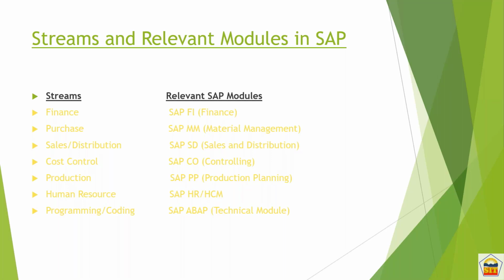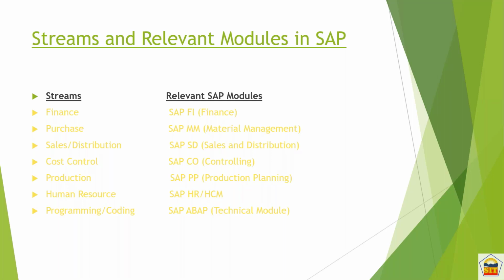Here I have mentioned some of the functional areas: finance as a functional area, purchase, sales and distribution, cost control, production, and human resources. In any company, you can see these functional areas; these are the departments you can see in any company. For each of the functional areas, SAP has given us a module. For example, for finance, we have the module called SAP FI, that is finance.